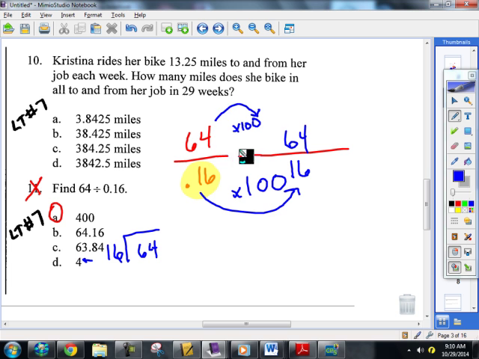You did times 100 down here. You did times 1 up here. Is that ever going to give you an equivalent fraction?